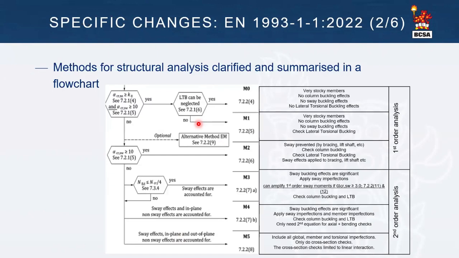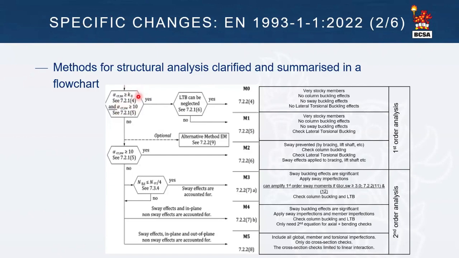So let's look first at the first pair, M0 and M1. These are for stocky members in both cases. And you can see that they are for an alpha-cr,NS greater than or equal to K0, with a recommended value of 25, given in paragraph 4 of section 721. This is an NDP, however, and it's equivalent to considering a plateau of a lambda bar of 0.2. This is the first question box you have here.